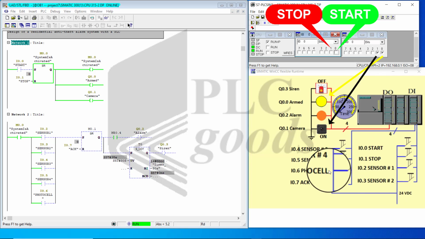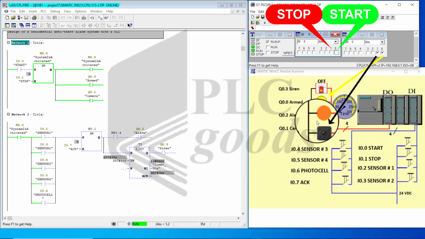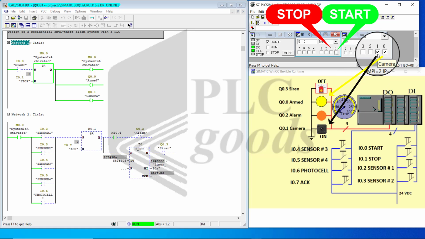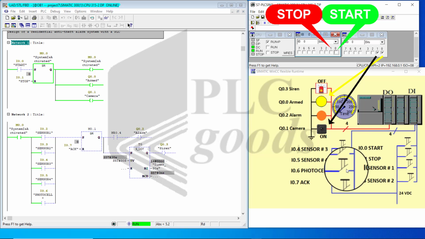Remember that we said to activate the system, the start button must be pressed to turn on the armed signal light and the camera. Right now, the camera is on. That comes from this output, and the armed signal comes from this output. These two are on. The system transitions to a standby state in which it is monitoring the status of all input sensors, such as sensor number 1, sensor number 2, sensor number 3, 4, and I0.6, which is sensor number 6, the photocell. So the armed signal and camera are both on and the system is in standby mode.